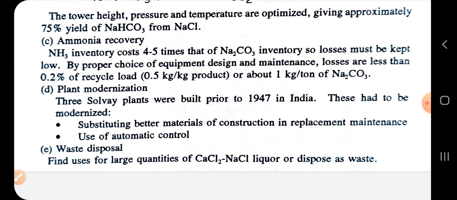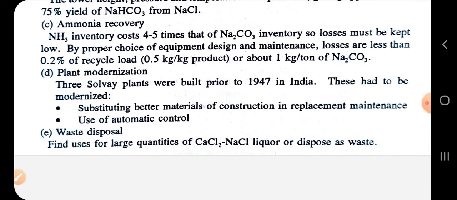Fourth is plant modernization. 3 Solvay plants were built prior to 1947 in India, and still more or less the same processes and the same plants are being used. So they should be modernized, substituting better materials of construction. Better alloys can be used, along with use of auto control, in plant modernization. Last is waste water disposal. CaCl2 and NaCl liquor are harmful waste, and their disposal should be done properly as per the standards of our country.